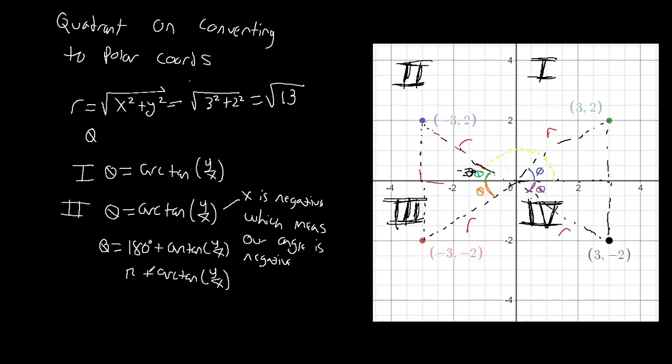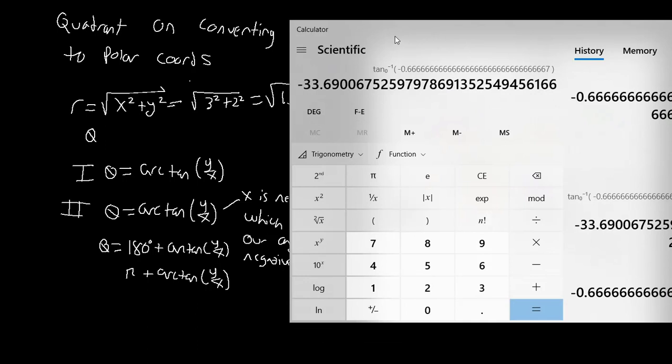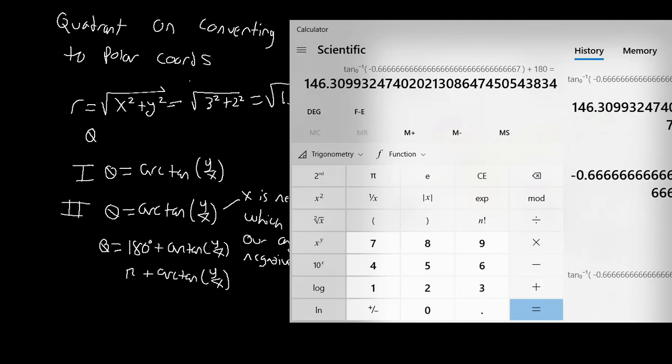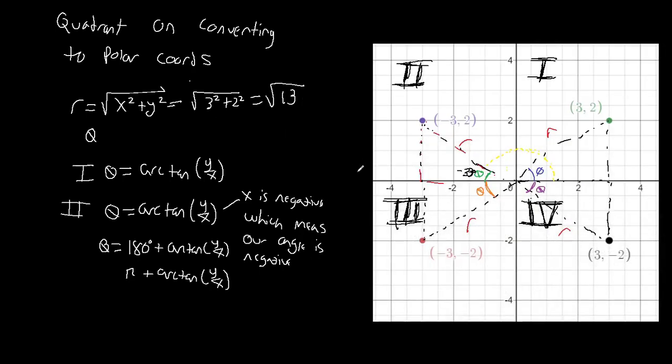Right. So this is if we're talking about degrees, and this is if we're talking about radians. If we take our quadrant 2 and we add 180 degrees, we get 146.3. So this would have a value of root 13 and 146.3 degrees. Does that make sense? This is 90, this is 180. Yeah, that seems pretty reasonable.